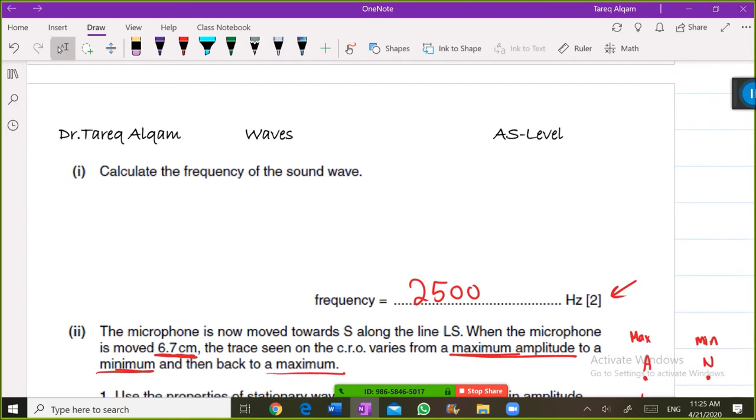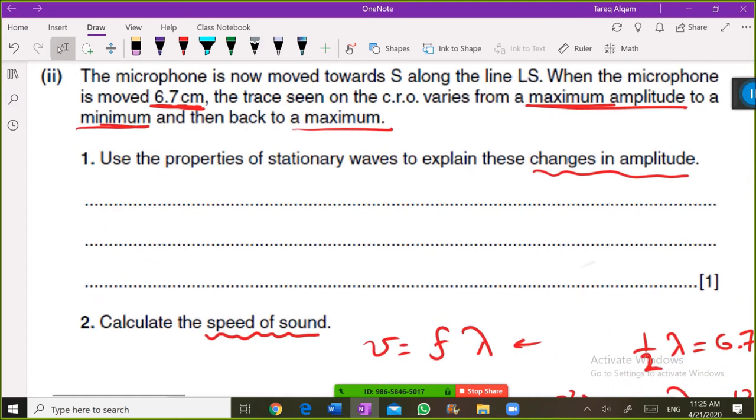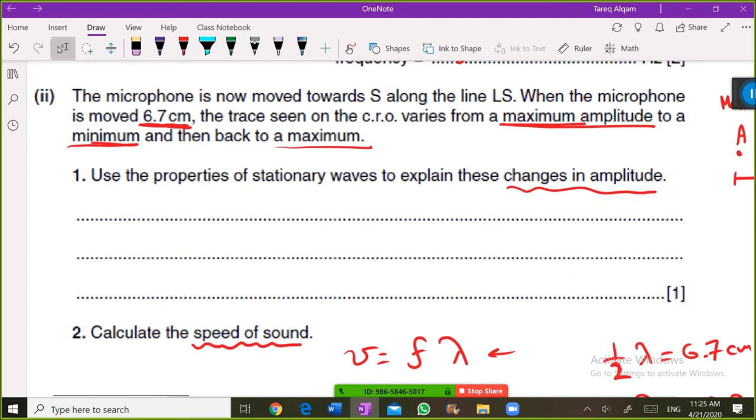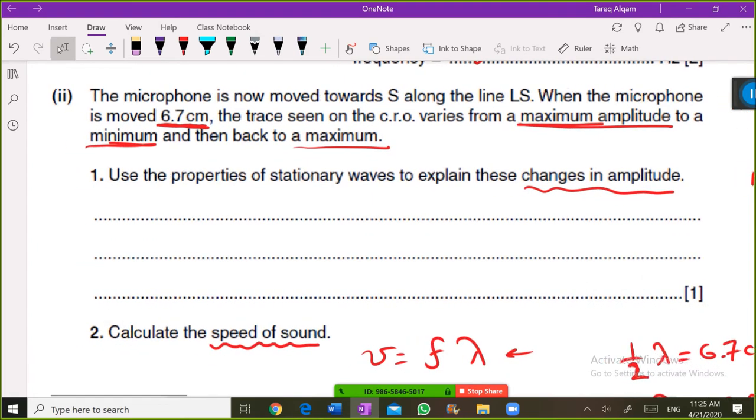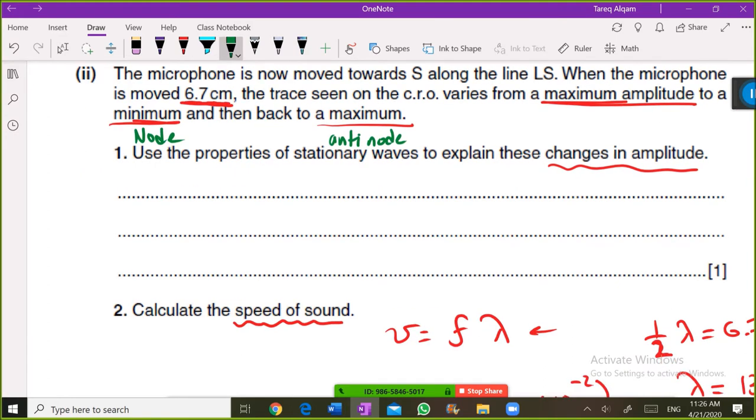Okay. Now, guys, pay attention to this point. A microphone, exactly, when the outgoing and reflected waves meet and interfere constructively, they produce maxima. When they interfere destructively, they produce what?